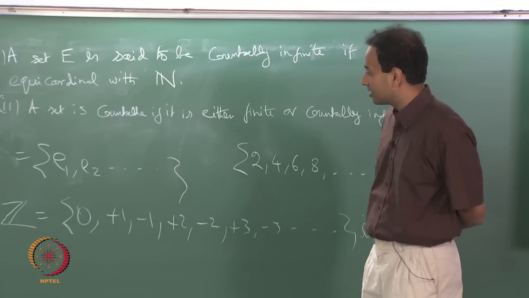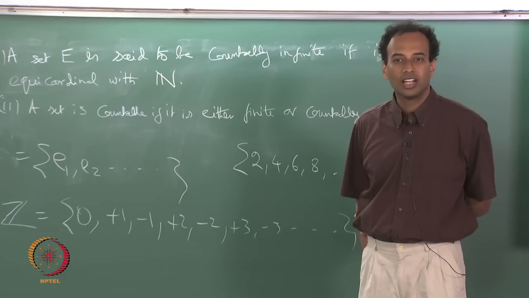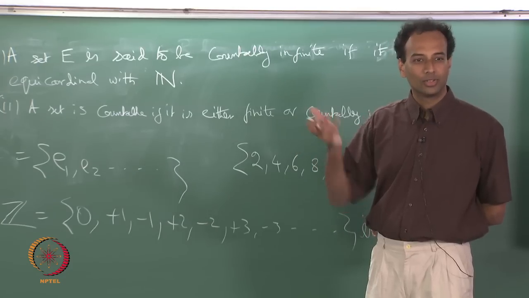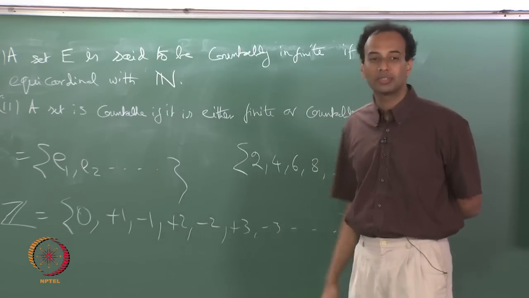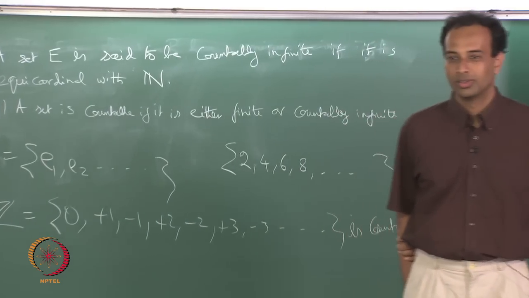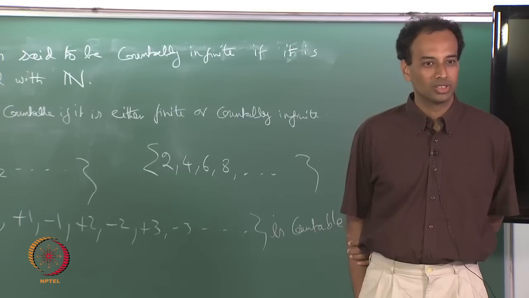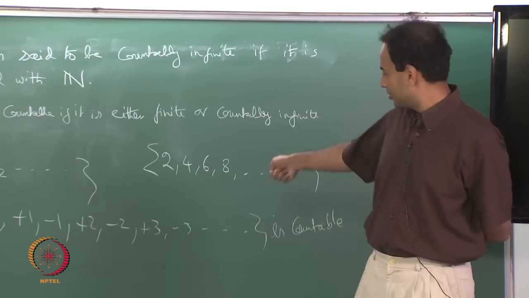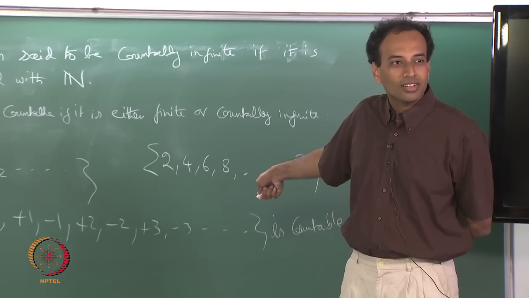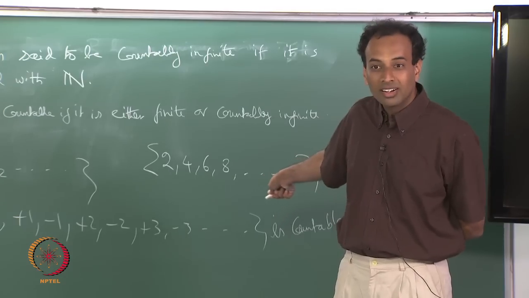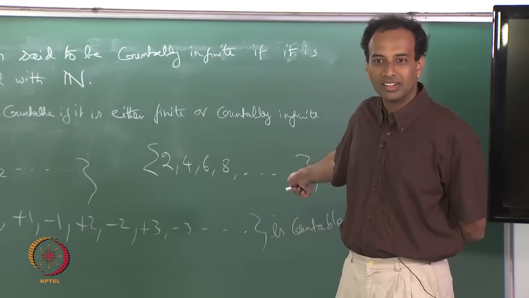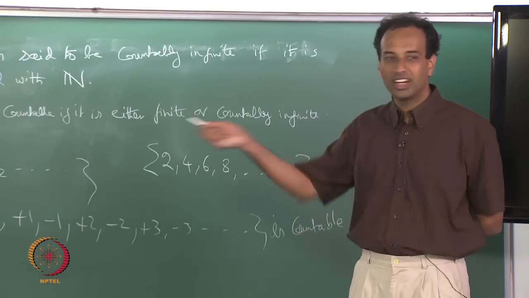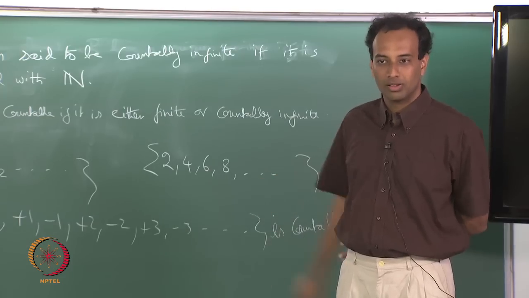You may now argue that this Z seems to have twice as many elements as natural numbers, because for every natural number there is a minus. It seems tempting to say that this has twice as many elements as the natural numbers. No, not true. It only has as many elements as the natural numbers, because there is a bijection. You are convinced that this is a bijection. Every integer is contained here, present in its unique spot, its unique index. So for every integer I can assign the natural number index.